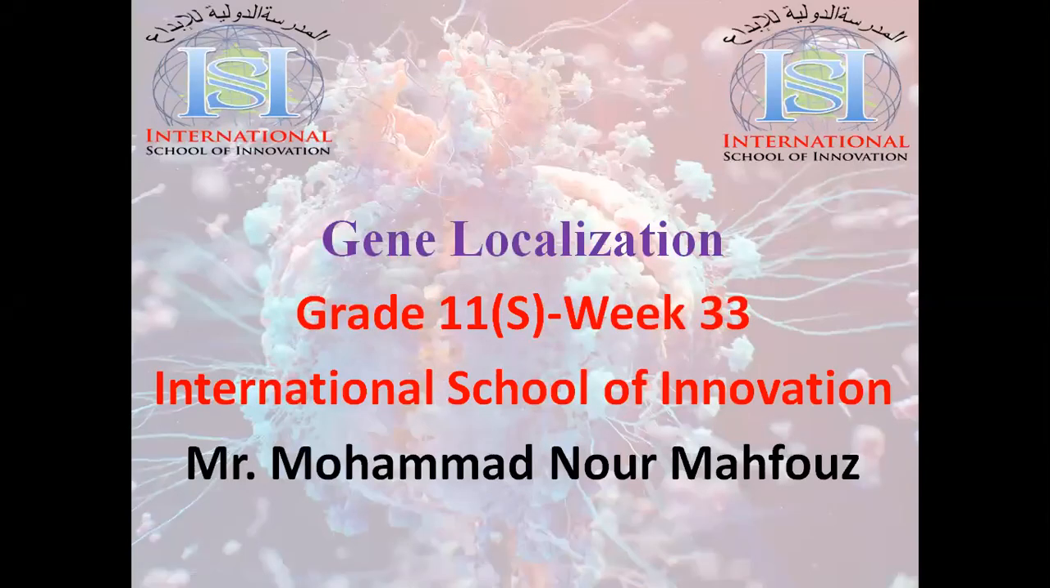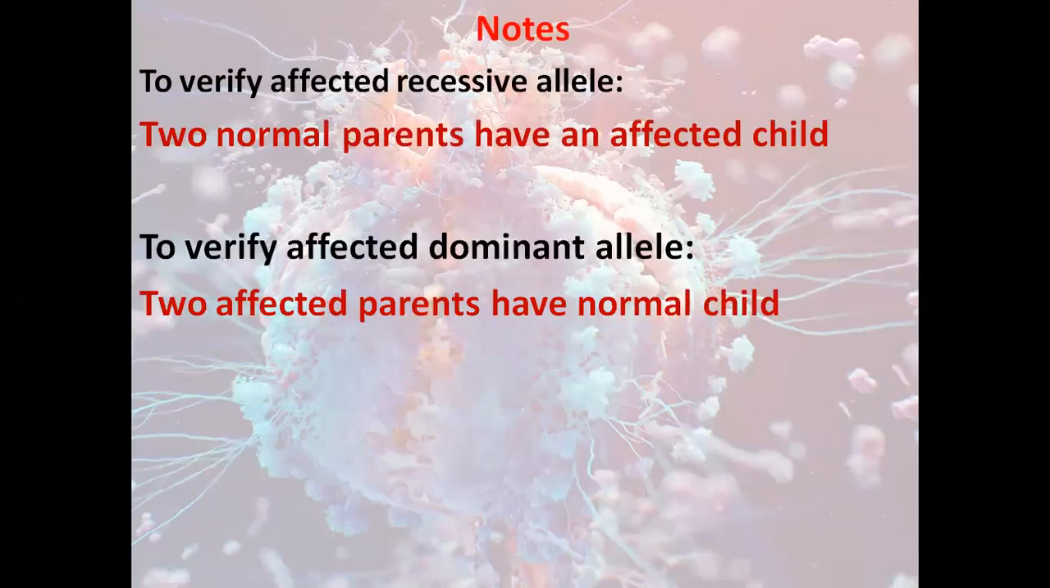In this session, we're going to talk about gene localization for week 33 in the chapter of genetics. First, we determined we can identify using a pedigree or using the cross whether the allele is dominant or recessive, whether the allele was masked in the parent or not. Also, we determined using the pedigree the different forms of the disease. We said that if it's autosomal or gonosomal, it's found on the autosomes or the gonosomes.